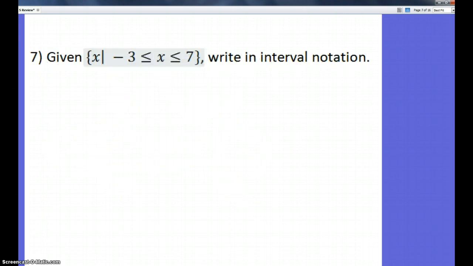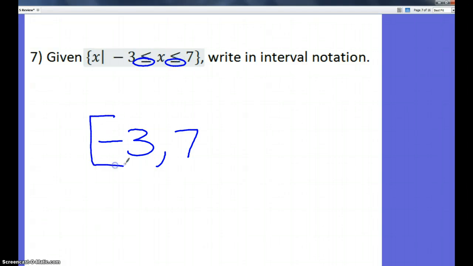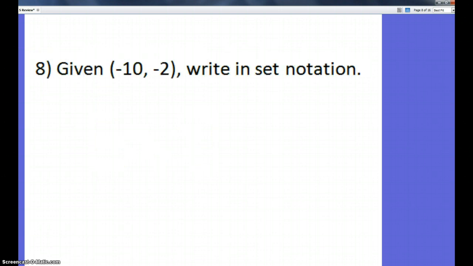Same kind of problem as the two problems before. We got negative 3 comma 7. So we put our two numbers. They are both equal. Equal means box bracket. Box it up and you're done. That is the answer. That's an interval notation.